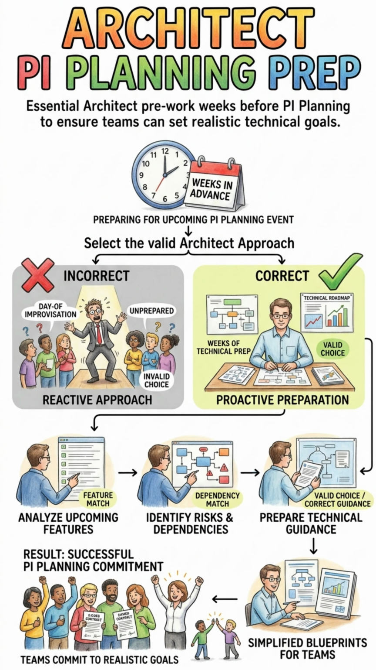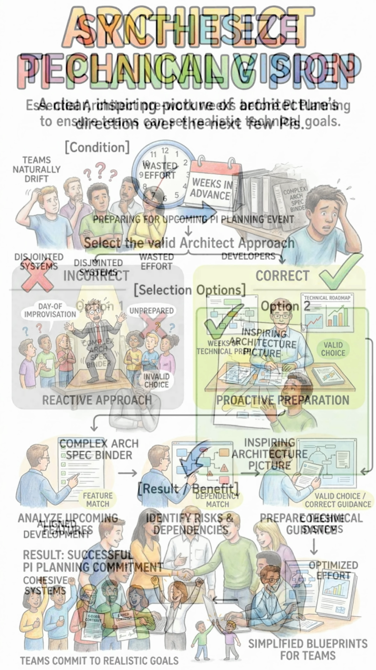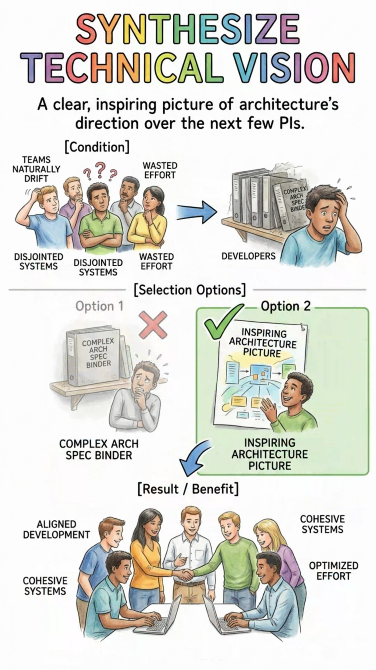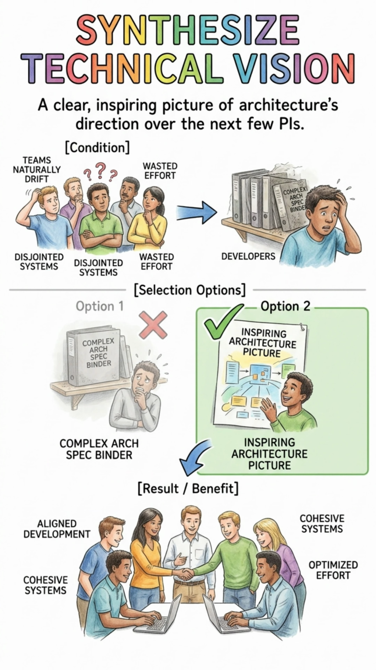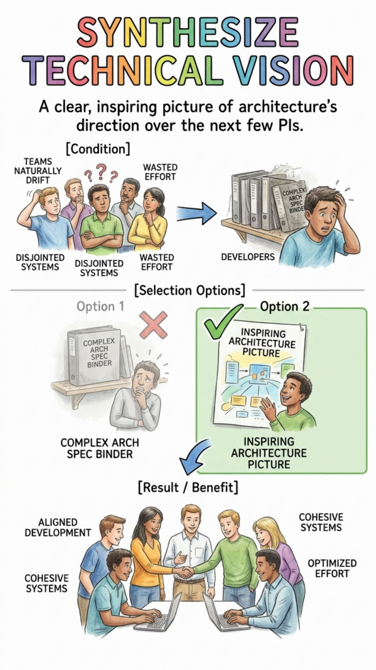One of your primary responsibilities before the event is to synthesize the technical vision. The technical vision provides a clear, inspiring picture of where the architecture is heading over the next few program increments. You need to communicate this vision in a way that developers easily understand and can translate into their daily work. Without a strong technical vision, teams will naturally drift in different directions, leading to disjointed systems and wasted effort.